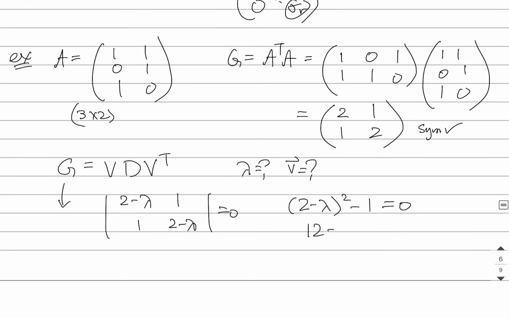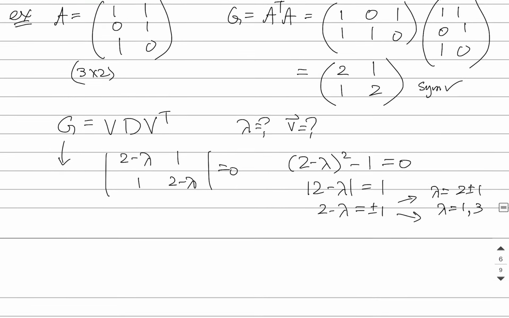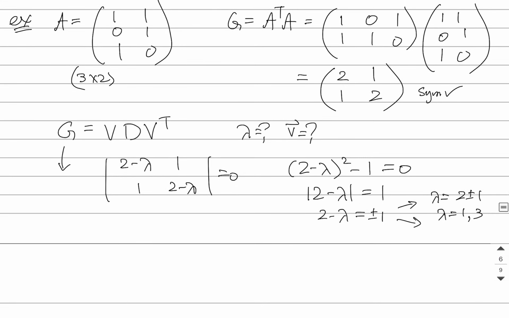This is going to tell me that the absolute value of 2 minus lambda is 1. And so that's going to be 2 minus lambda is plus or minus 1. So I'm going to get two simple values coming out of here. So I'll get lambda is 2 plus or minus 1. So that means lambda will be 1 and lambda will be 3. So those are the two eigenvalues of the symmetric matrix G.